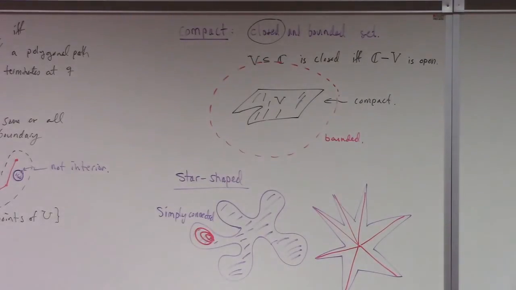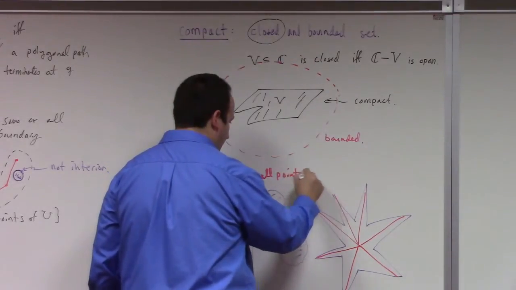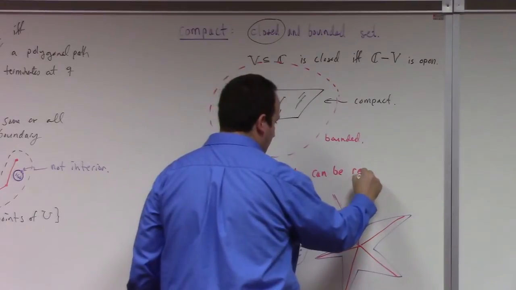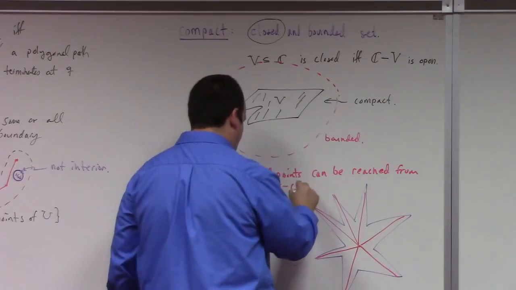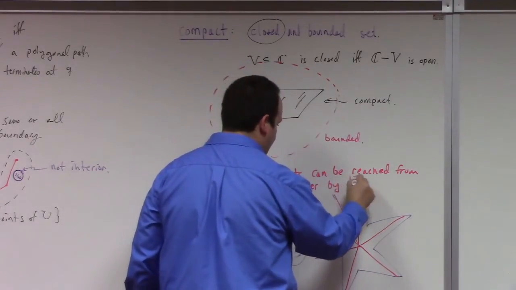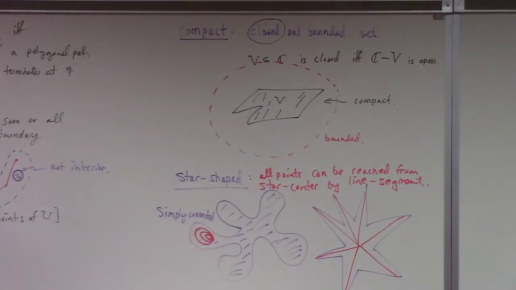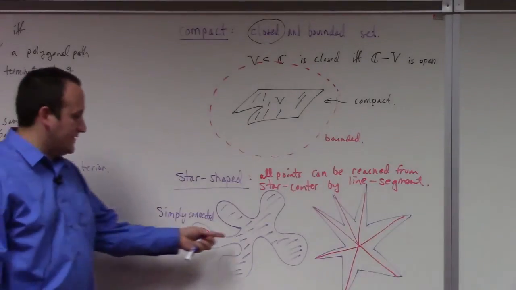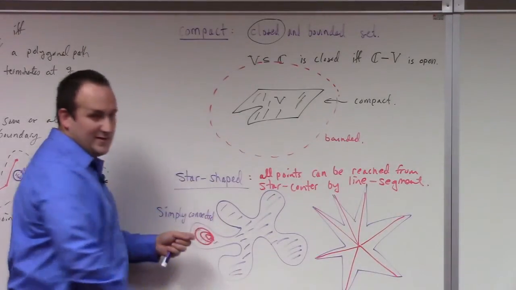Right. So a region is star-shaped if all points can be reached from a star center by line segment. All right? Now, star-shaped implies simply connected. But as you can see, the converse is not true, right? There are simply connected regions like this one, which don't have a star center, right? No matter where you pick it, the fact that these kind of curve around means I can't see the whole.